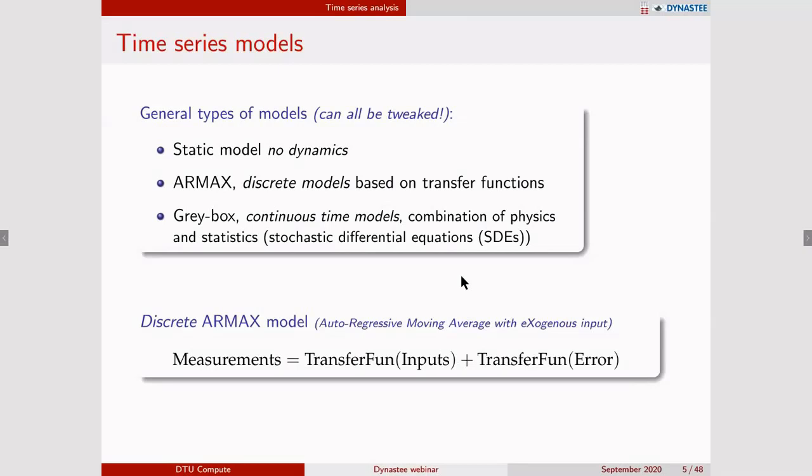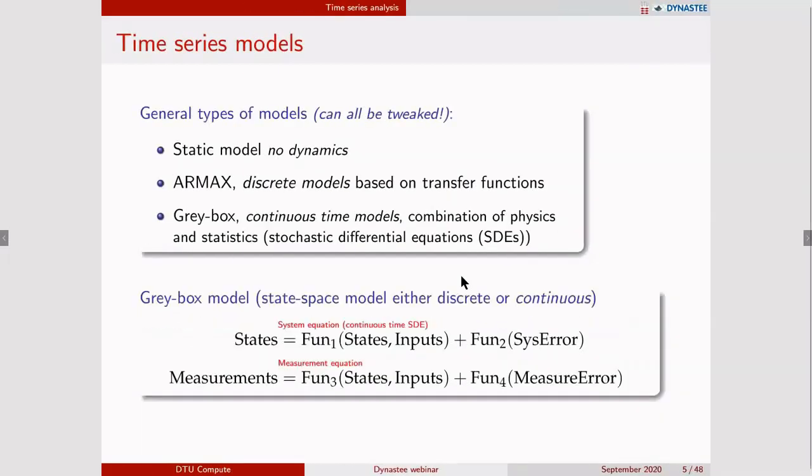And then we have the final type of models, the gray box models, where we actually formulate state space models. It can be discrete, but when we say gray box, we will think of it as continuous time. So we formulate system equations and we have states as a state space model. Then we have measurement equations where we formulate how the measurements were taken as a function of the states and inputs. And in both cases, we have a description of the error. So that's what we call a gray box model. We will go through those and see how we can use them.